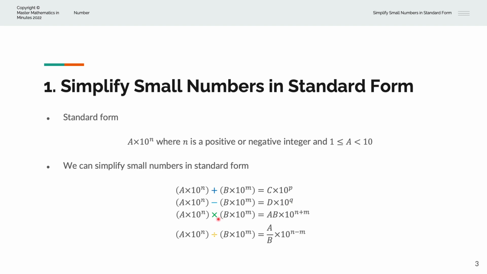If we're multiplying two small numbers in standard form, we'll first multiply a and b as ab, and we'll group 10 to the n multiplied by 10 to the power of m as 10 to the power of n plus m. Finally, if we're dividing two small numbers in standard form, we will first divide a and b as a over b, and we'll group 10 to the n divided by 10 to the m, and that gives us 10 to the power of n minus m.